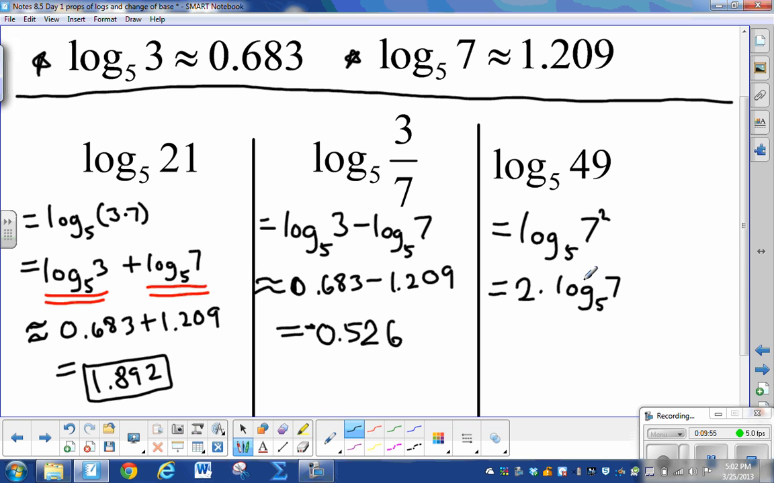Now, since we know what log base 5 of 7 is, 2 times log of 7 is 1.209. Okay, so this is equal to 2 times 9 is 18. Carry the 1. That's a 0. That's a 1. 2 times 2 is 4. 2 times 1 is 2. Bring over 3 decimal. 2.418. Okay. And that's it. And then just double check that 5 to that should be about 49.